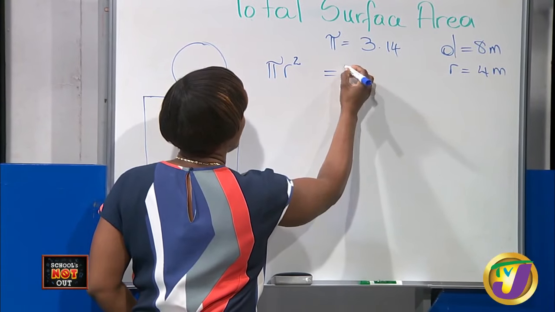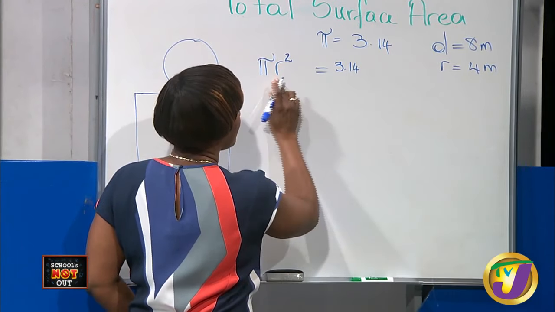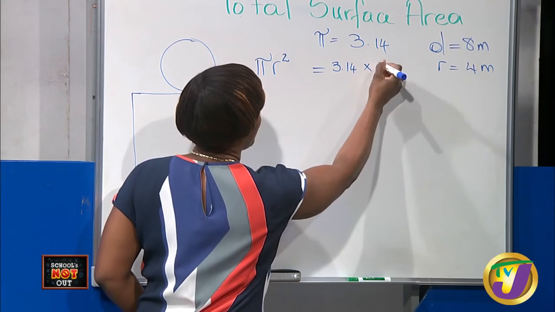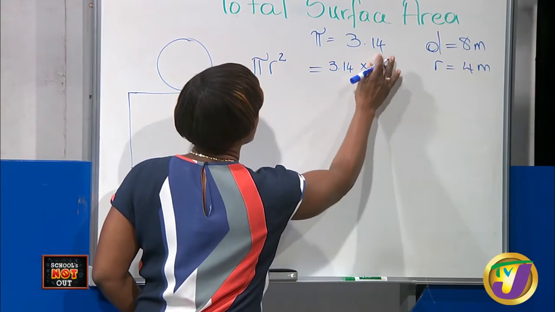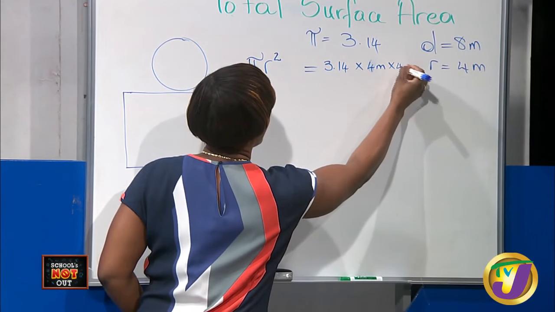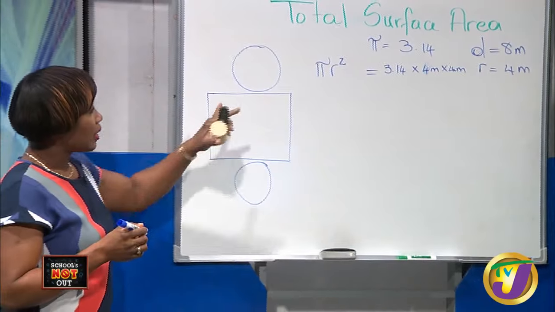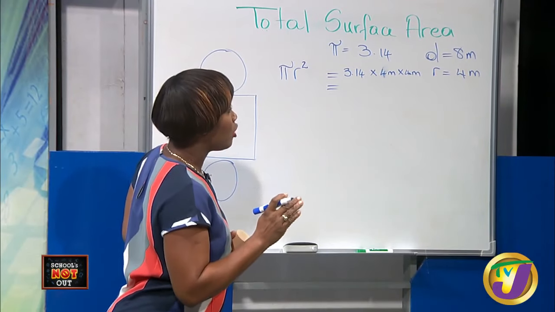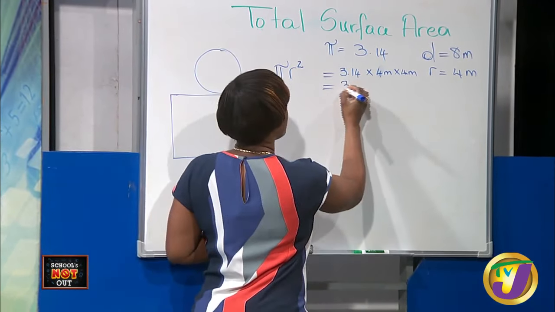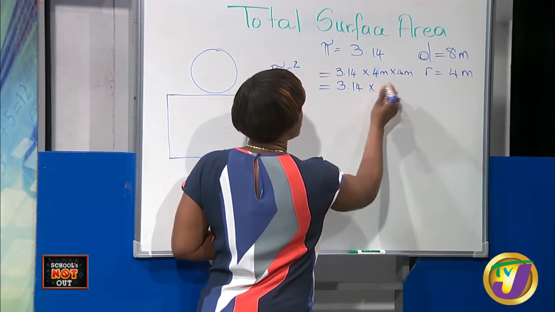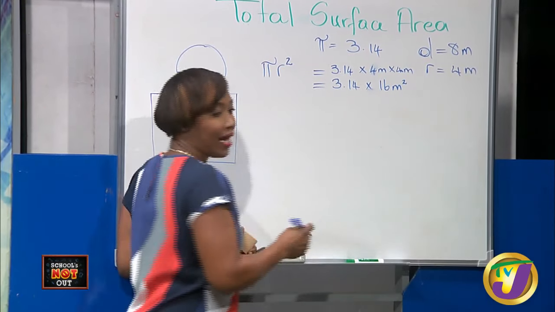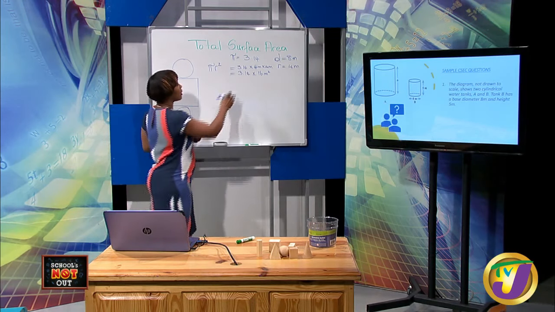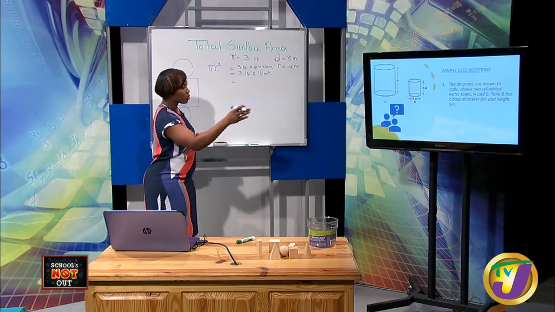Great. So let's substitute. We'd have 3.14 for pi, and we'd multiply the radius by itself because that's what that square means. So we'd have 4 meters multiplied by 4 meters. That is how we find the area of the circle. What would that work out to be? We know 4 times 4 is 16, so this would be 16 meters squared. And area is measured in a squared unit. We'll calculate that shortly.